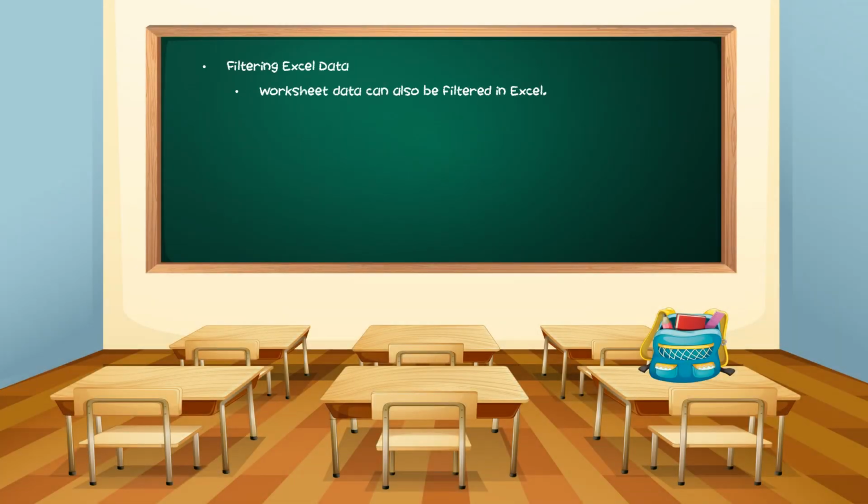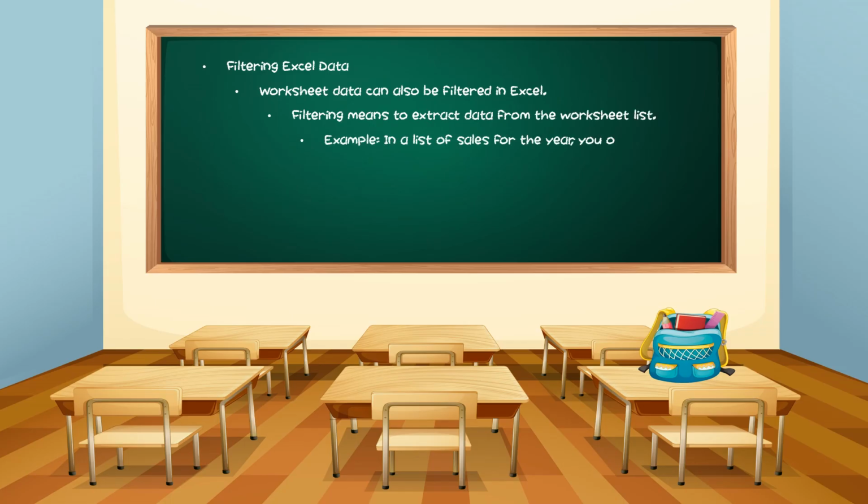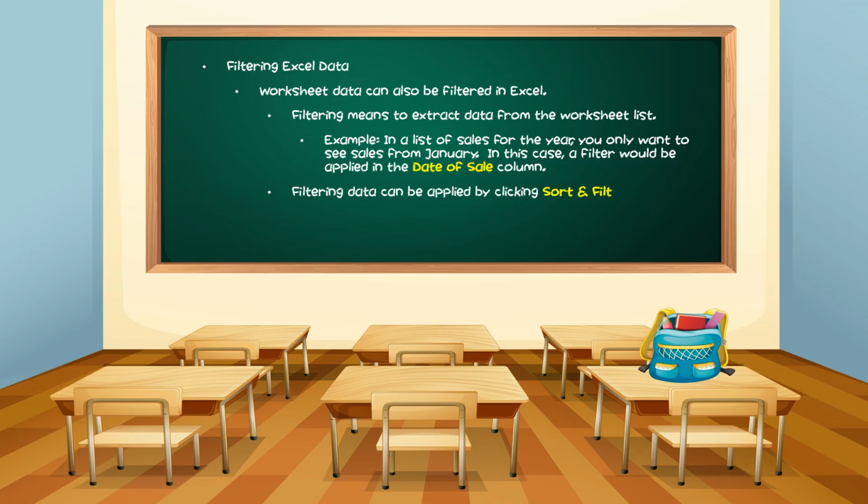Filtering Excel data. Worksheet data can also be filtered in Excel. Filtering means to extract data from the worksheet list. Example, in a list of sales for the year, you only want to see sales from January. In this case, a filter would be applied in the date of sale column. Filtering data can be applied by clicking Sort and Filter on the Home tab on the ribbon.